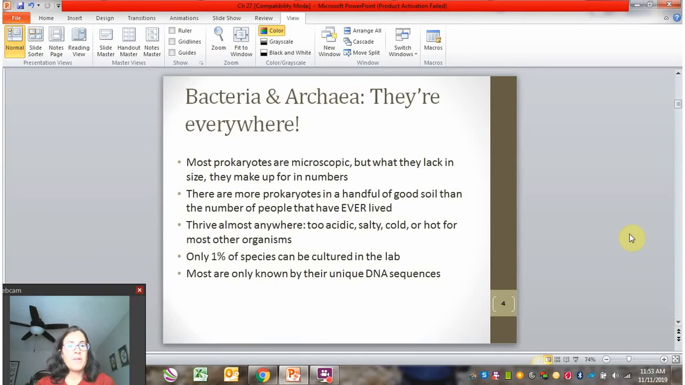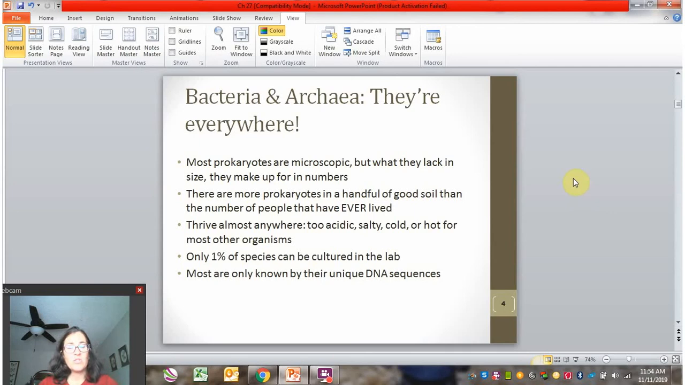So the modern descendants of the earliest cells are the bacteria and archaea, their most close relatives. And these prokaryotes are everywhere. They're mostly microscopic, so we don't see them, but they're present in very large quantities. And so by weight, they're the most present organism. If you looked at, for example, a handful of soil, there's more prokaryotes in that soil than the number of humans that have ever lived in the history of Earth.